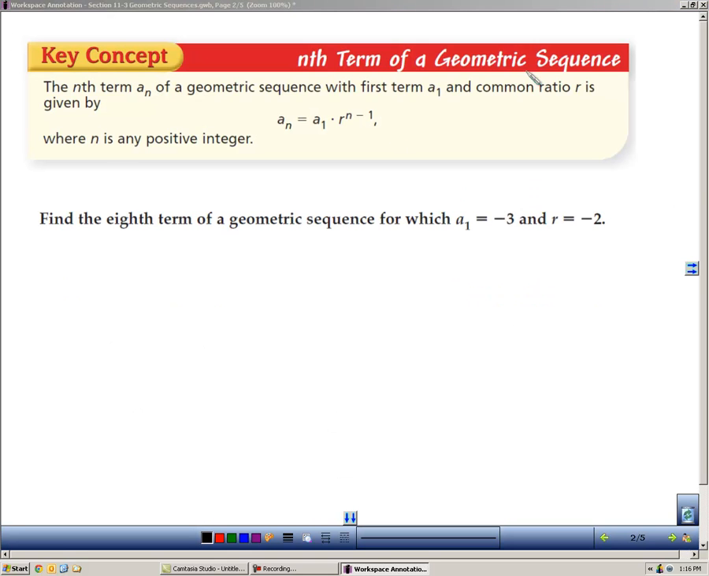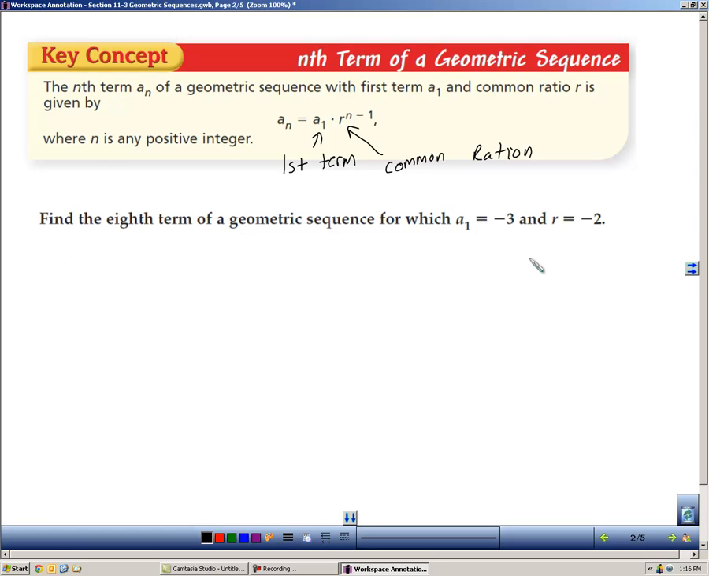Here's the formula for the nth term of a geometric sequence. The a sub n is whatever term you're looking for. Again, a sub 1 is the first term. The r is the common ratio, and the n is whatever term you're looking at.